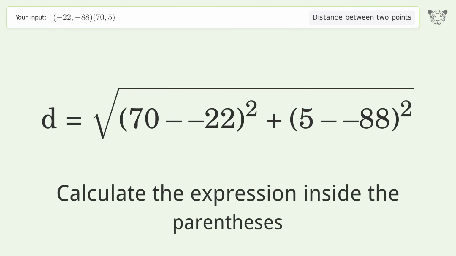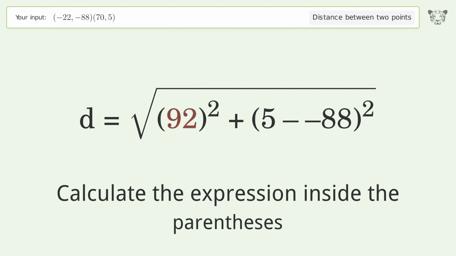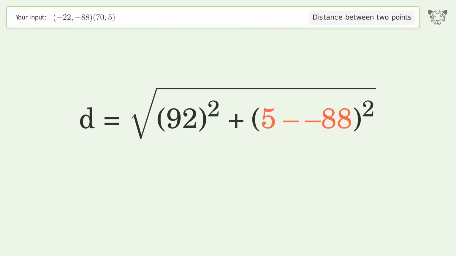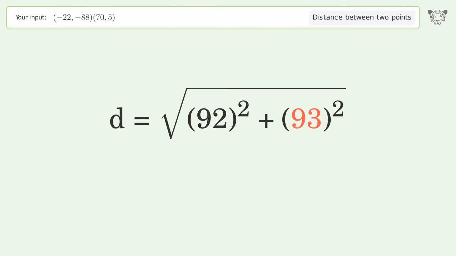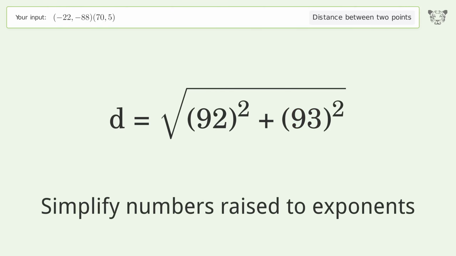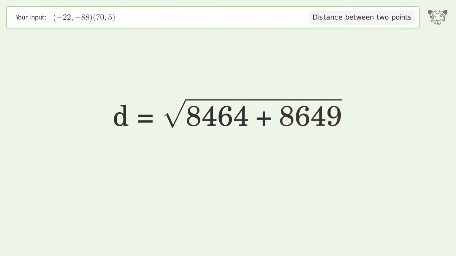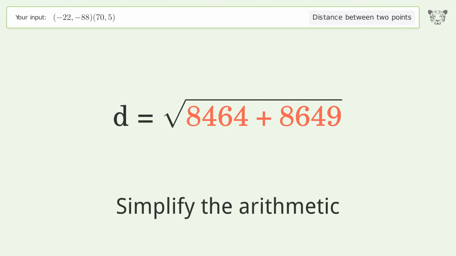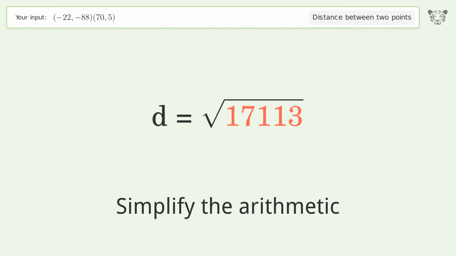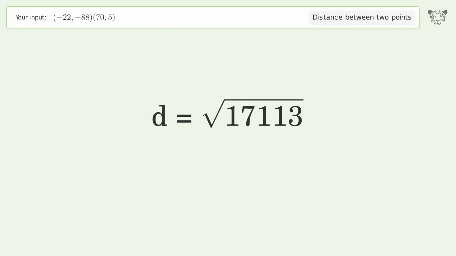Calculate the expression inside the parentheses. Simplify numbers raised to exponents. Simplify the arithmetic. And so the distance between the 2 points is the square root of 17,113 or 130.817.